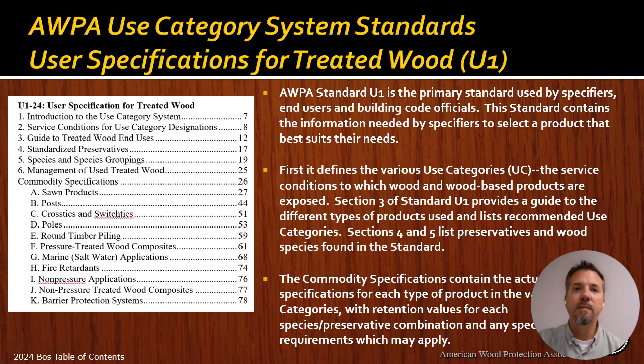Let's dive into U1. This is a go-to standard for users, specifiers, and building code officials. U1 helps you figure out which wood product fits your needs based on service conditions, like whether the wood will be exposed to moisture or used in contact with the ground. The AWPA website also contains helpful information and infographics on the use category system. U1 includes commodity specifications that list preservatives, wood species, and details of retention values, along with any special requirements. U1 contains the roadmap for selecting the proper treated product for your application.